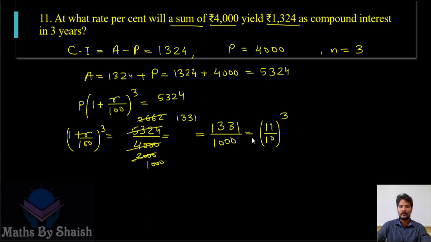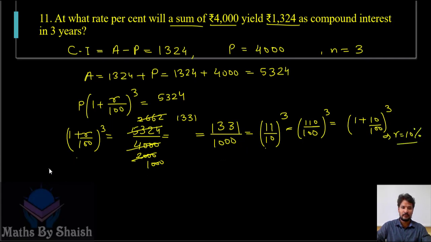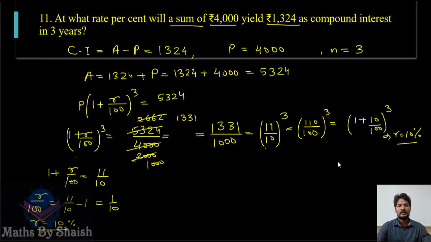So now we can compare, and I will do it by both methods. We can rewrite this as 110 over 100 to the power 3, because it is multiplied by 10 in numerator and denominator, and it becomes 1 plus 10 over 100 to the power cube. So from here we can directly say that R is 10%. Otherwise, if we compare, we get 1 plus R over 100 equals 11 over 10 by removing the cube, and then R over 100 equals 11 by 10 minus 1, that is 1 over 10, and if we cross multiply we will get 10%. So in any way we can get the answer. Let's discuss the next one.